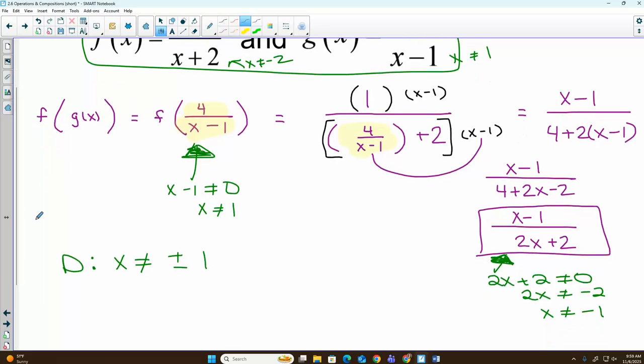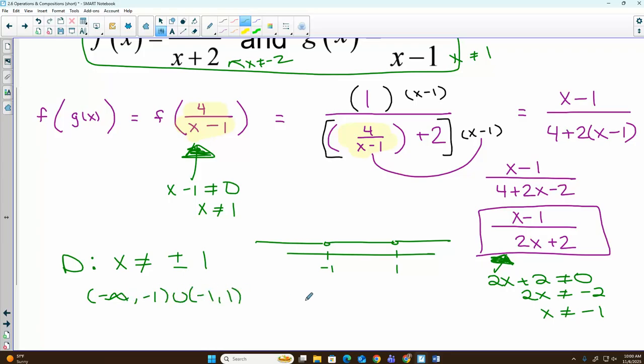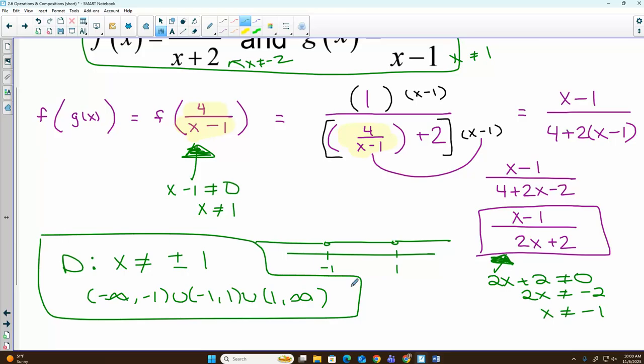The interval itself, if you think about it on a number line, it's everything except negative 1 and 1. So the interval would be 3 pieces. It's negative infinity to negative 1, union negative 1 to 1, union 1 to infinity. So on a test, I would let you just tell me, if it's more than one thing, what x can't equal. Math Excel today might ask for some intervals, so just make sure you can do that.